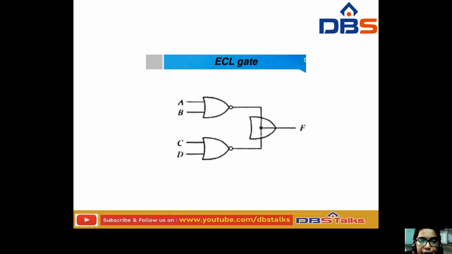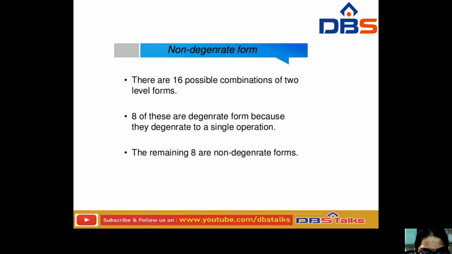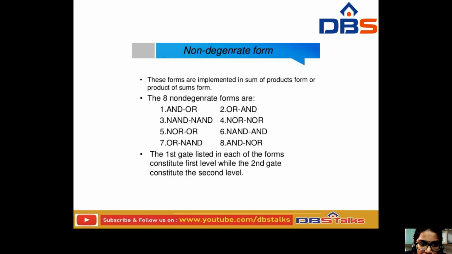So this is the ECL gate. This is the non-degenerate form. Suppose there are 16 possible combinations to have two-level forms, and 8 of these are degenerate forms because they degenerate to a single operation, and the remaining 8 are non-degenerate forms. These forms are implemented in the sum of products form or the product of sums form, that is AND-OR, NAND-NAND, OR-AND, NOR-NOR, NAND-AND, NOR-OR, AND-NOR, OR-NAND operations.